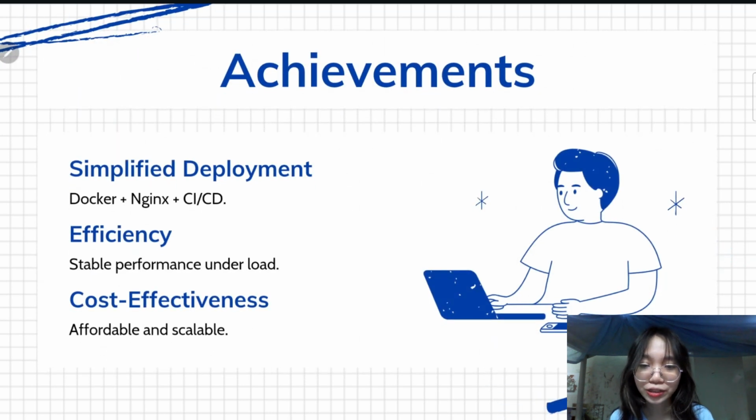Here are some of the key achievements from this project. By using Docker containers and Nginx, we achieved a scalable and manageable infrastructure. Also, the system can maintain excellent performance and stability during load tests. And we were also successful in deploying an advanced backend system with minimal resources, proving that even complex systems can be affordable. And now I will quickly demonstrate how everything works.